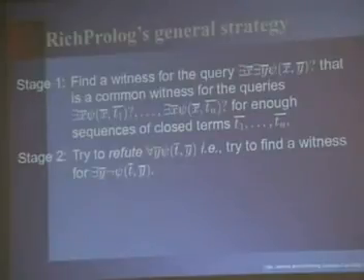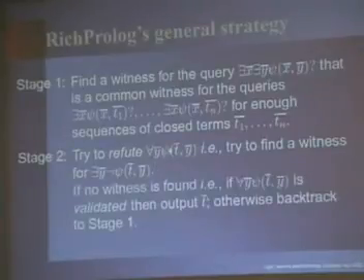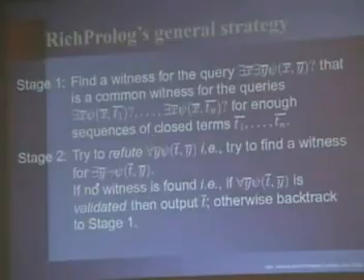So if we cannot refute this sentence, if we cannot prove this formula, then we will basically stick to our assumption that this universal formula holds and output the result T. We will output T, the witness found during stage 1. On the other hand, if we show that this holds, so if we refute our conjecture here, then we backtrack to stage 1 and we look for another witness.